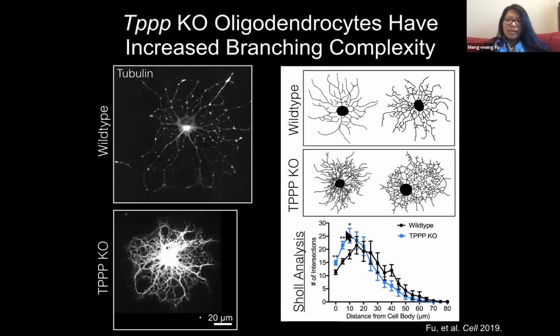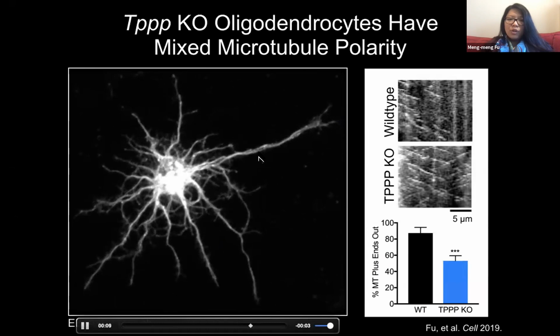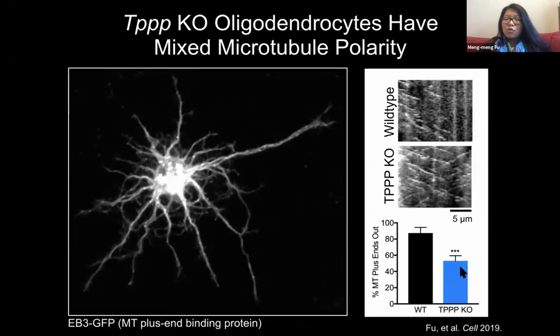Now, if we look at the microtubule dynamics, again here with EB3-GFP, so the same marker that I showed you earlier, this is of a knockout cell. What you can see if you look along these branches is that you'll see a number of dots that are now moving back toward the cell body. And so this is indicating that the microtubule polarity is now disorganized. And we see about 50% of these microtubules are now directed back toward the cell body. So they're quite confused.